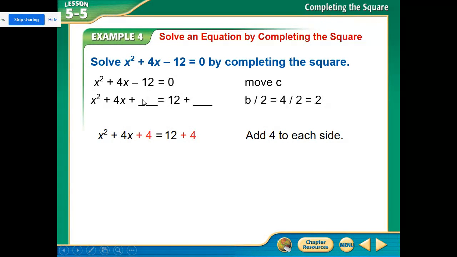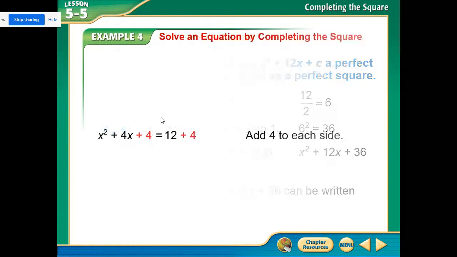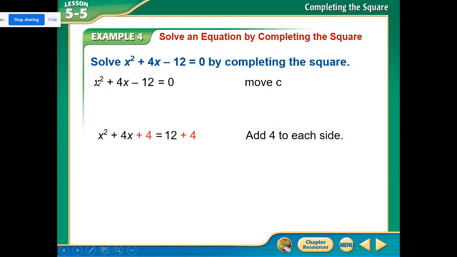So the first step is to move that over and create these blanks. That's going all the way back here. That's step 1, move c to the other side. Now step 2 says divide by a. We're lucky because this problem doesn't have an a in front of it, so we don't have to do that step. We don't have to divide.